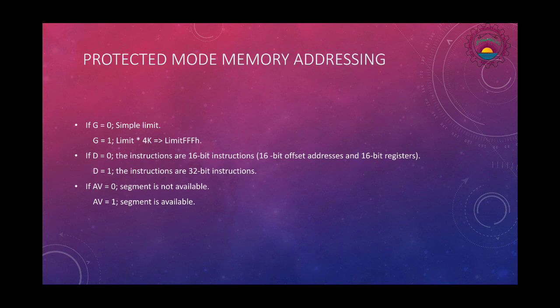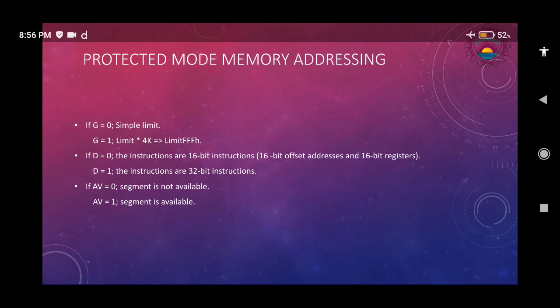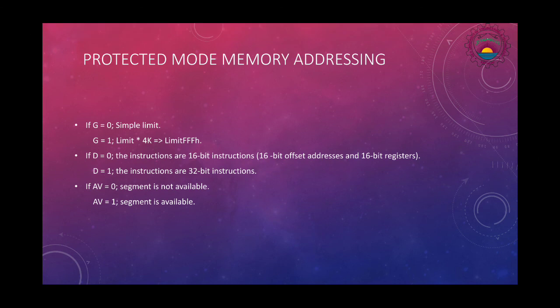Now D bit. If D bit is 0, processor will be executing 16-bit instructions and 16-bit offset addresses will be generated during the execution of program. So D bit is for backward compatibility, and if D bit is having 1, then 32-bit instructions will be executed by microprocessor.